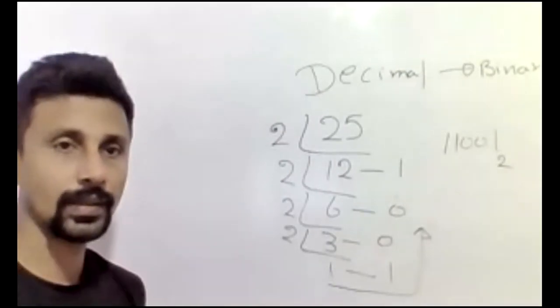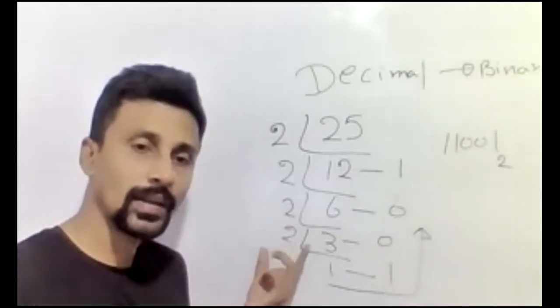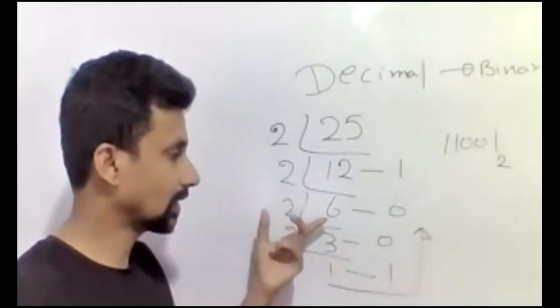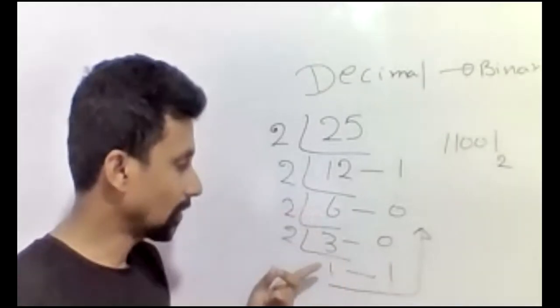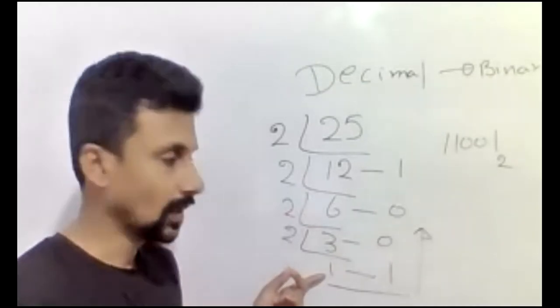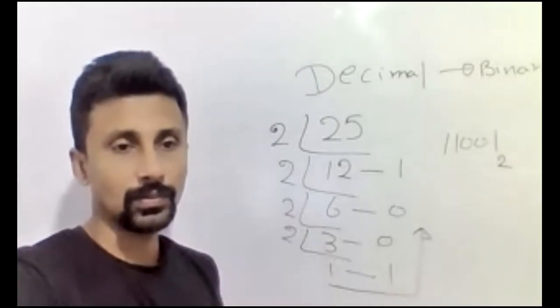Now here you have to divide until you can't divide by 2. We don't stop here. When you divide 3 by 2 and get 1, you can't divide 1 by 2. There you have to stop. From there we write upwards. Right? Okay. We'll do some exercises.